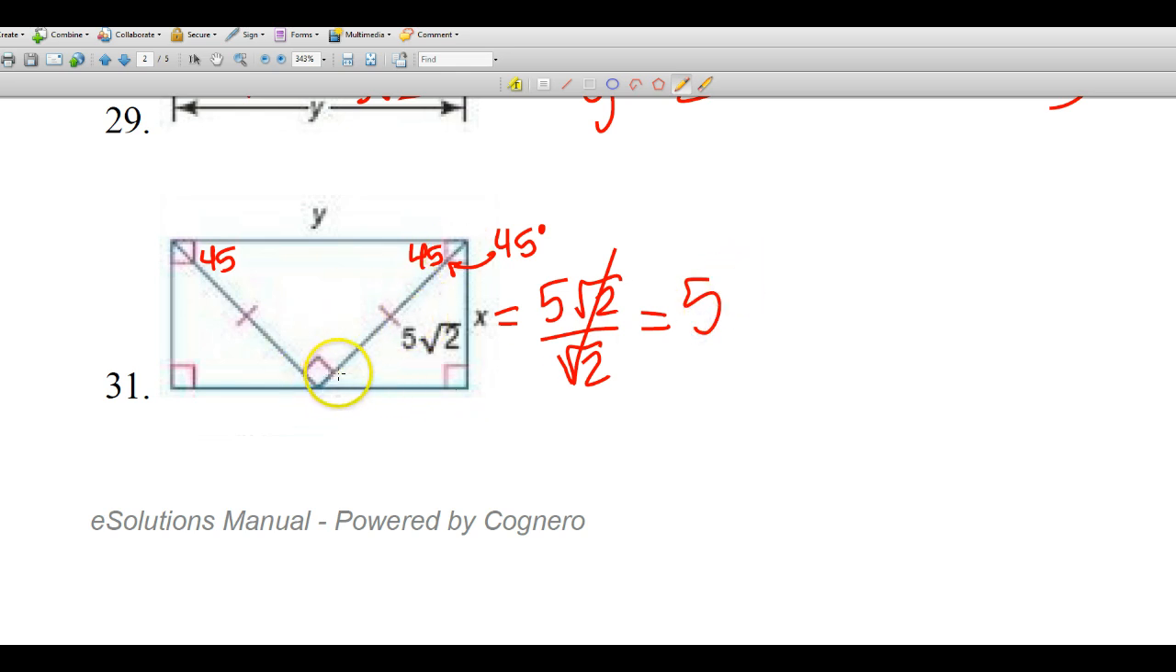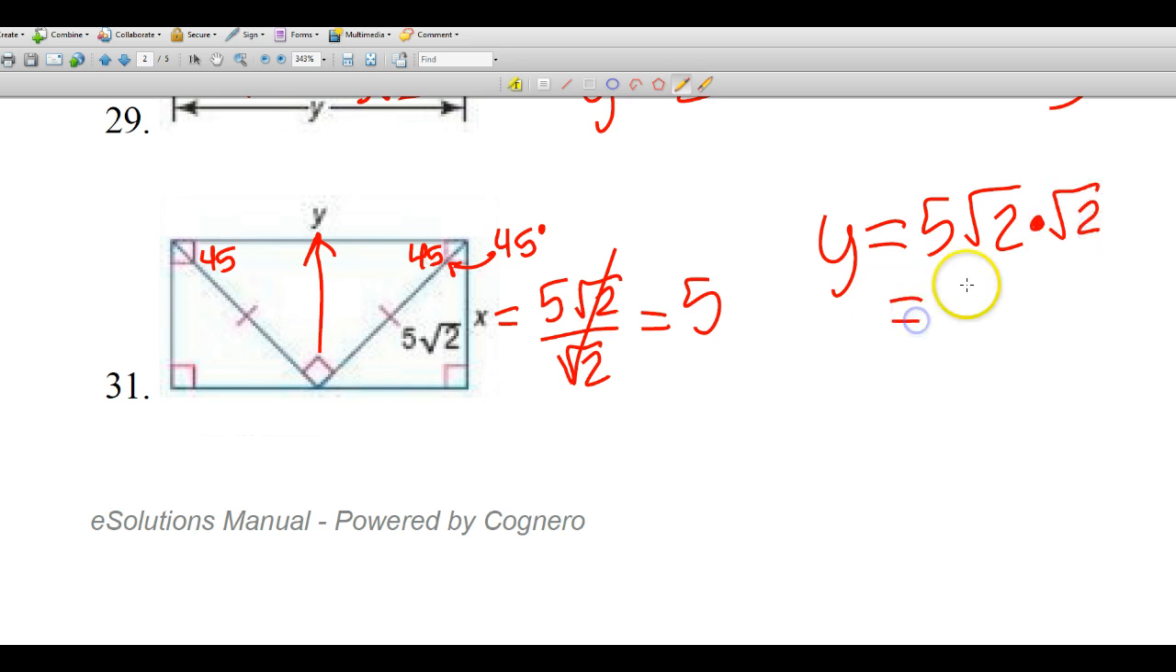And then 5 square root of 2 is a leg of this larger right triangle, which is also 45, 45, 90. So to find y, the hypotenuse, we want to take the leg and multiply by the square root of 2. And the square root of 2 times the square root of 2 is 2, and 5 times 2 is 10.